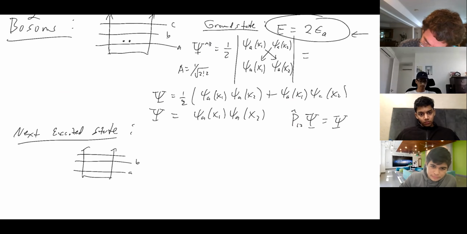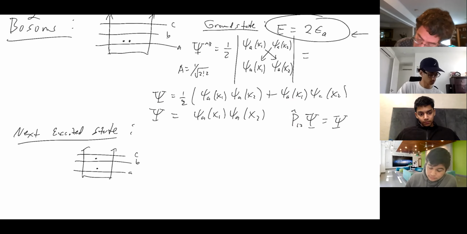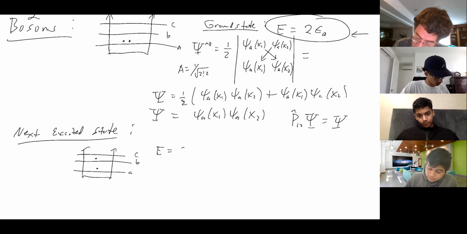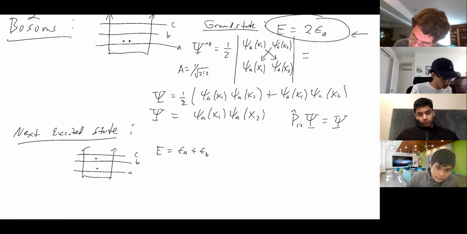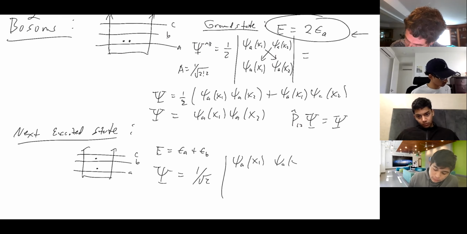Let's see, here's A, B, C. So one particle goes in A and the next particle goes where? B. Yes, exactly. And so then the next excited state will be epsilon A plus epsilon B. And now when you calculate psi, you're going to get 1 over square root of 2, and now you're going to get psi A of x1, psi A of x2, psi B of x1, psi B of x2.